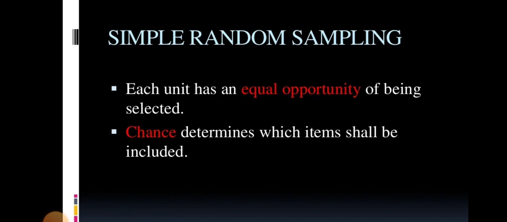So what is simple random sampling? Each unit has an equal opportunity of being selected. In simple random sampling, we can directly select any of the sample. If there are 50 students in a classroom, we can just take the first 10 students who come out. Like that we can identify simple random sampling. We can say randomly 1 2 3 4 5 6 7 8 9 10 come out, we have selected you as a sample. So each unit has equal opportunity of being selected, and chance determines which items shall be included.